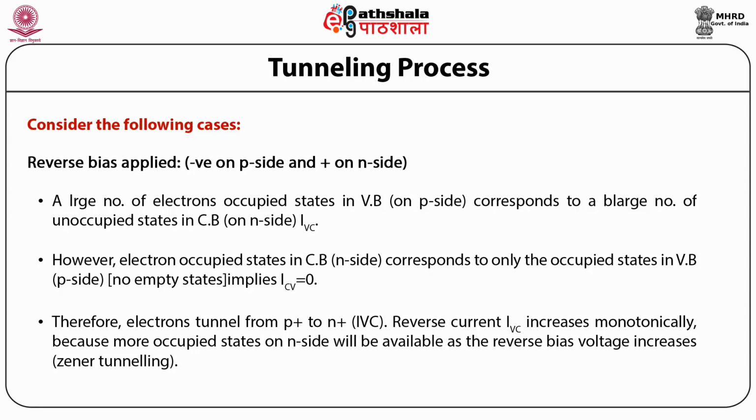Therefore, electrons tunnel from P plus to N plus, and the reverse current IVC increases monotonically because more occupied states on the N side become available as the reverse bias voltage increases. This phenomenon is referred to as Zener tunneling.